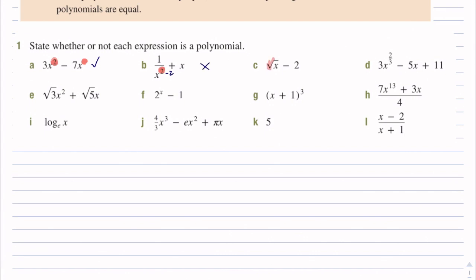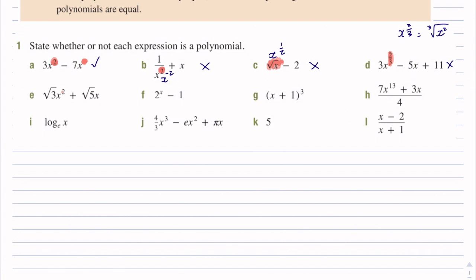This one, well, that x is a half, so that's x to the negative 2. This is x to the half, so that is not. This one, well, it literally says 2/3. By the way, just a reminder, if I have x to the 2/3, then that's the cubed root of x squared. That's not.